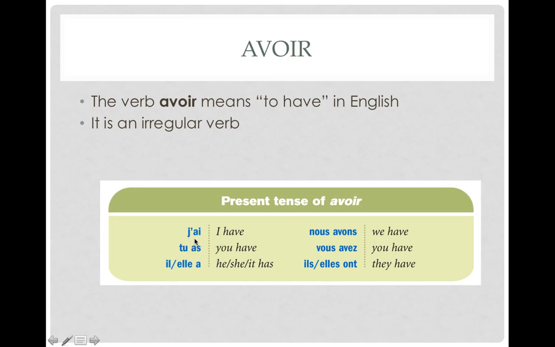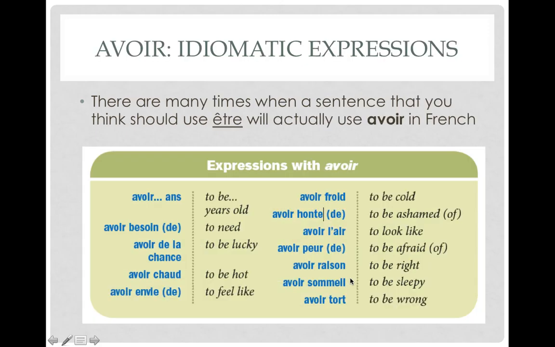So once again, I have is j'ai, you have is tu as, he has is il a, or it has is il a as well, she has is elle a, we have is nous avons, you have is vous avez, and they have is either ils ont or elles ont.